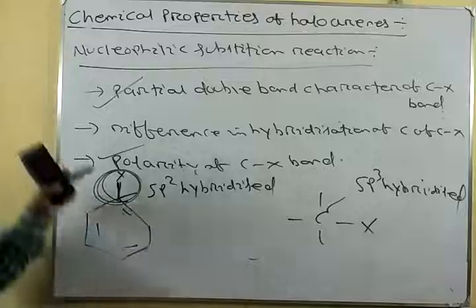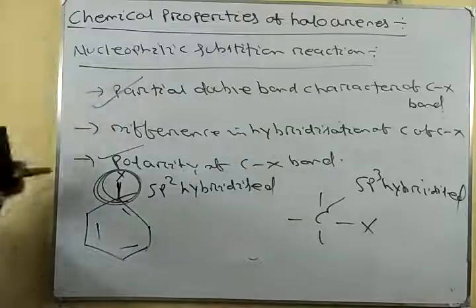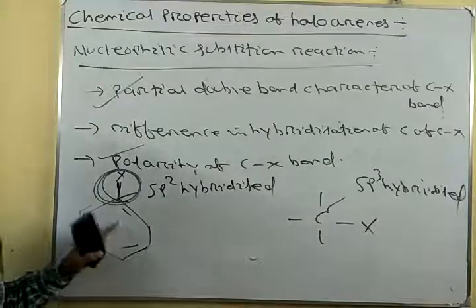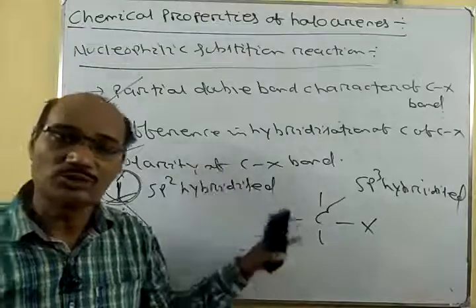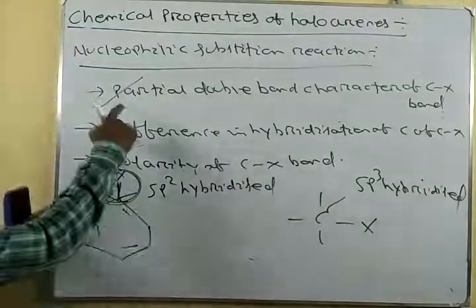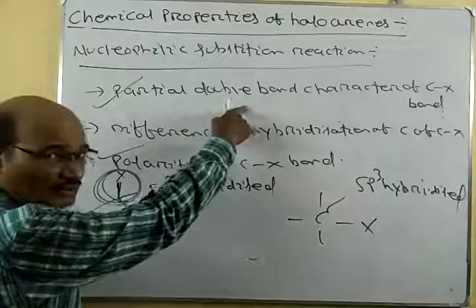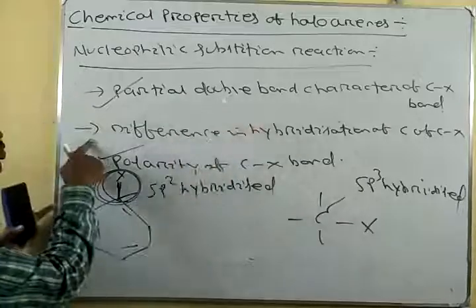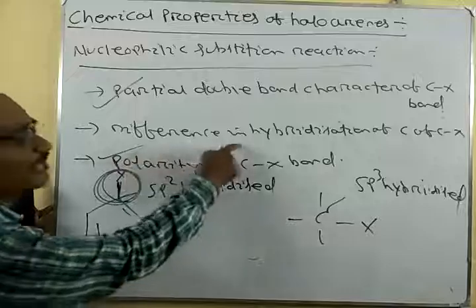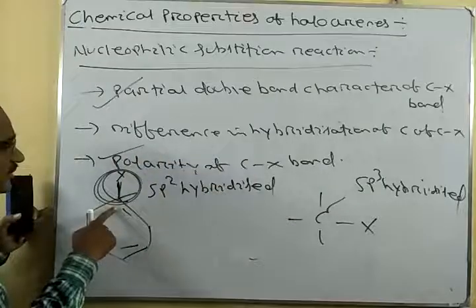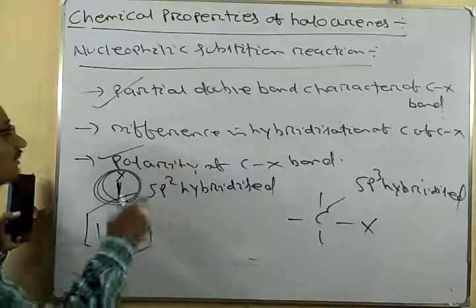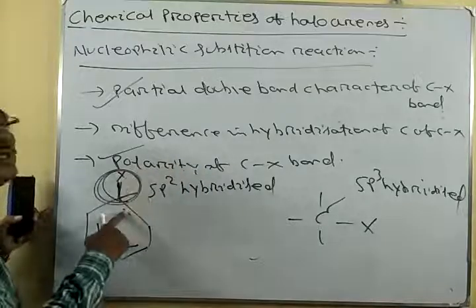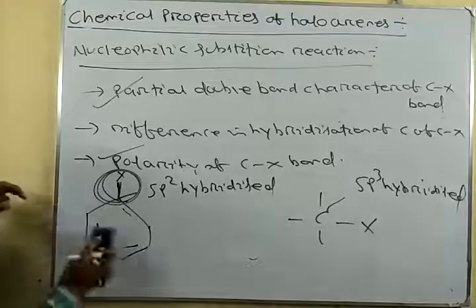So these are the reasons why haloarenes are not more reactive towards nucleophilic substitution reactions. Clear? Number one, partial double bond character development between C and X. Number two, difference of hybridization of the C, haloarene being sp2 and haloalkane sp3, and due to this, the polarity of the C-X bond decreases.